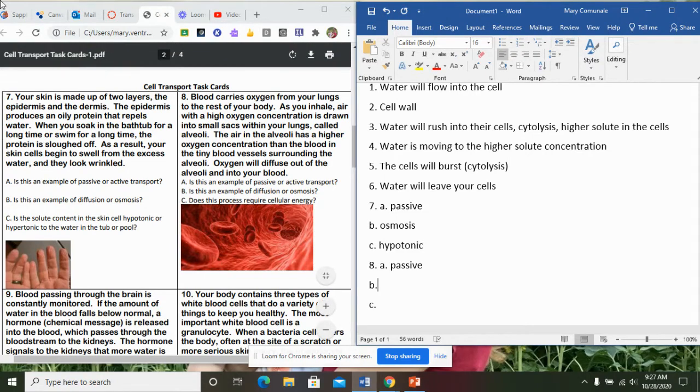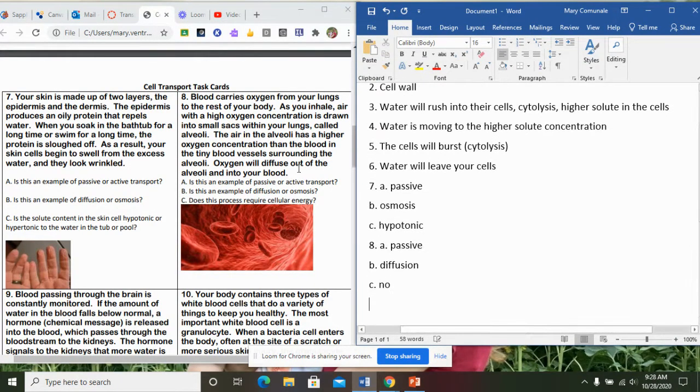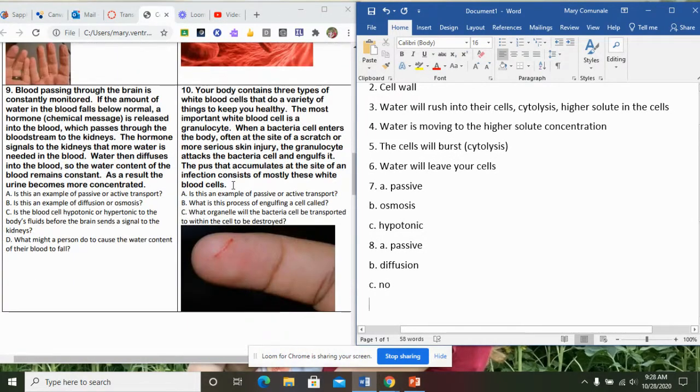And question B, is this an example of diffusion or osmosis? Well, it says it right up here, oxygen will diffuse. And because we're talking about oxygen moving, oxygen is not water, so it has to be diffusion. It's only osmosis if you're moving water. Does this process require cellular energy? No, it does not. Passive transport does not require energy.